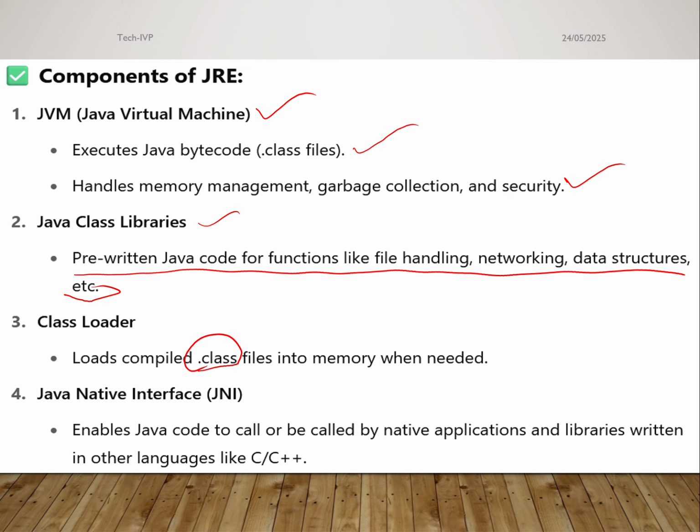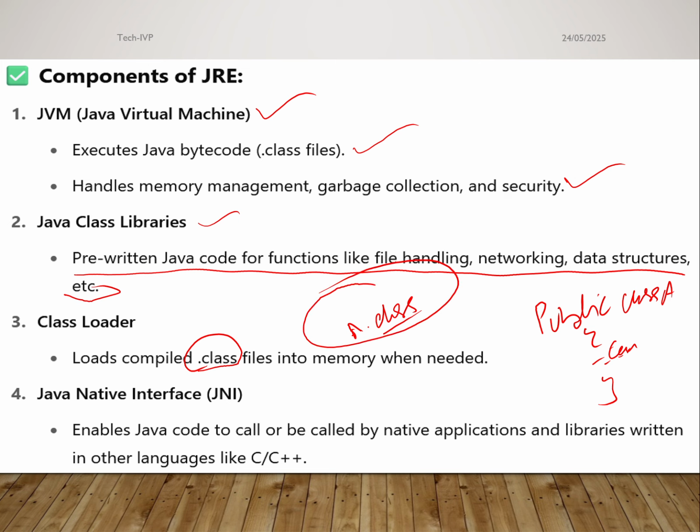The class loader loads your .class file. How is a class file created? Suppose you have a program, public class A. This one is your program, and this is your code. Now what exactly is the name of this file? The name of this file is A.class. So the class loader will load this file into memory when required.